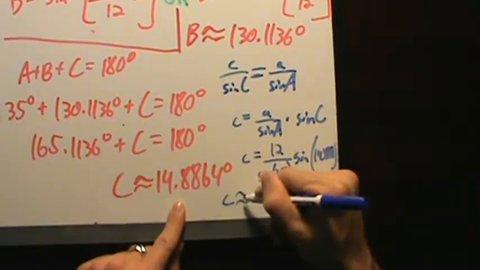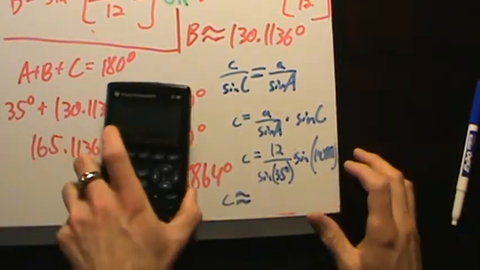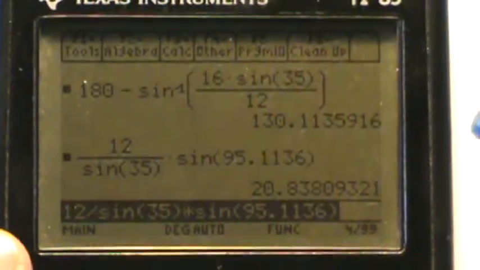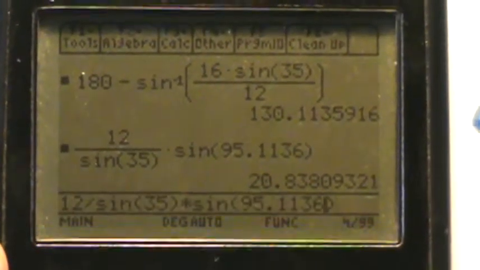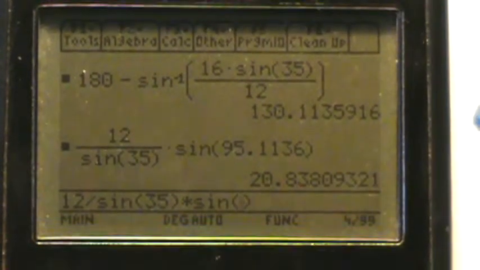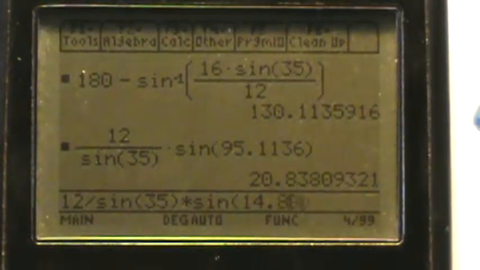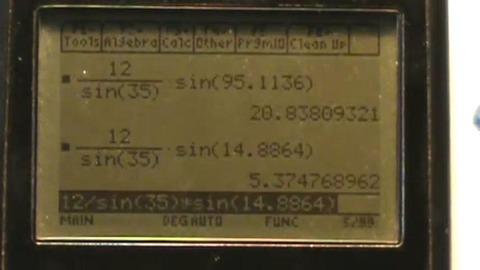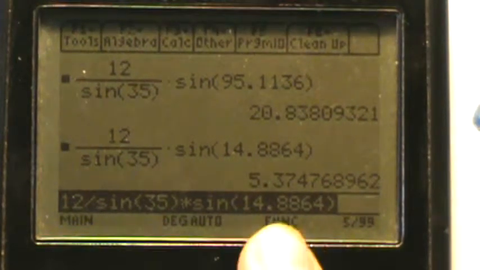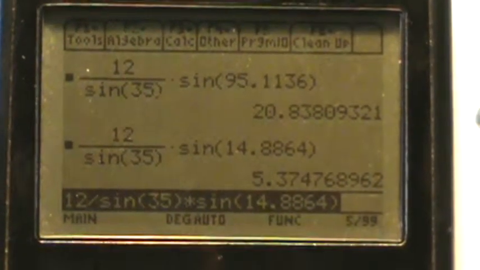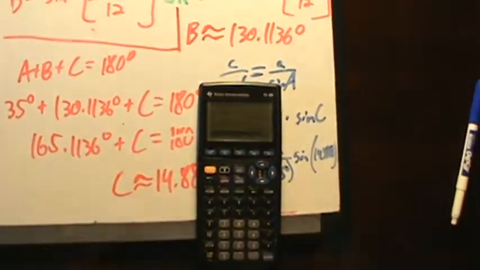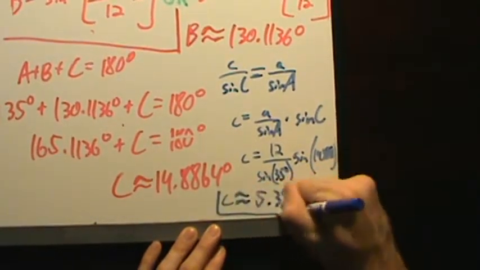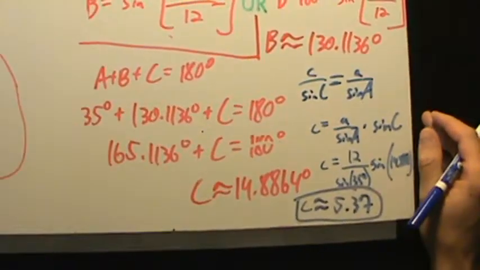So let's toss that into the calculator. This is 12 over sine of 35 multiplied by the sine of 14.8864 degrees. And that's approximately 5.37-ish. If we round to 2 decimals, 5.37. So that's little c there. And that's pretty much it for this example.